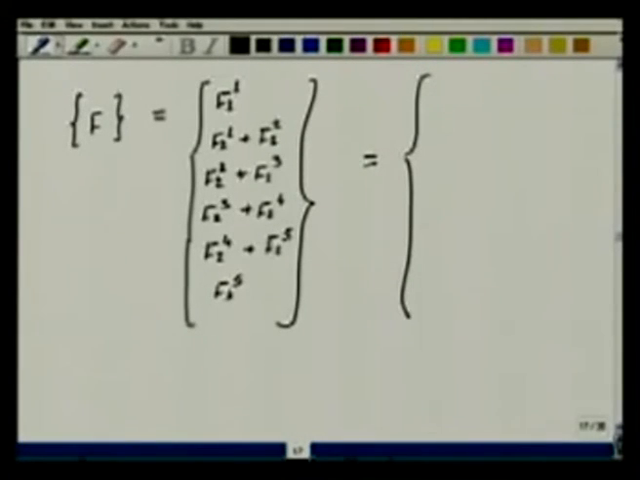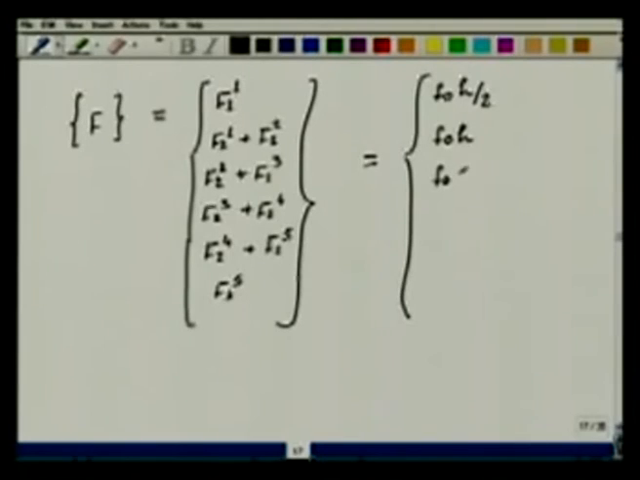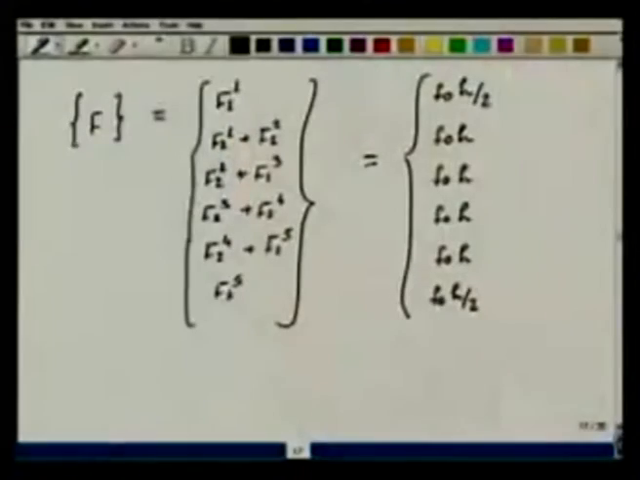So what do we get? F1 of I is equal to, what do we have? F0 into H by 2. Here I'll have F0 H by 2 plus F0 H by 2 because all elements are of the same size, so this becomes F0 H. The third one becomes again F0 H, fourth one becomes F0 H, fifth one becomes F0 H, and the sixth one becomes F0 H by 2 because it only gets contribution from one element. So this is nothing but the assembly of the load vector.